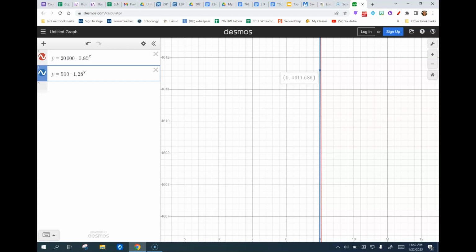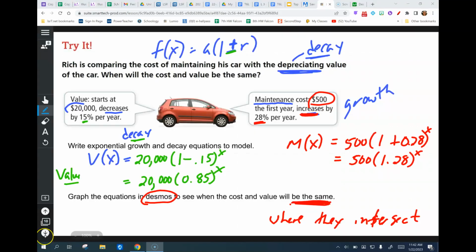Okay. The other thing I want to show you is when we're at 9 years, that means that the cost is $4,611. So the car costs that much and that's how much it costs to maintain. Okay, so that's the reason people sell their cars when they're a little younger. I think that cost thing is a little off, but I won't judge right now. So using Desmos, we found out that it was at about 9 years, and we found out that at 9 years the value of the car and the cost of the car was about 4,611.